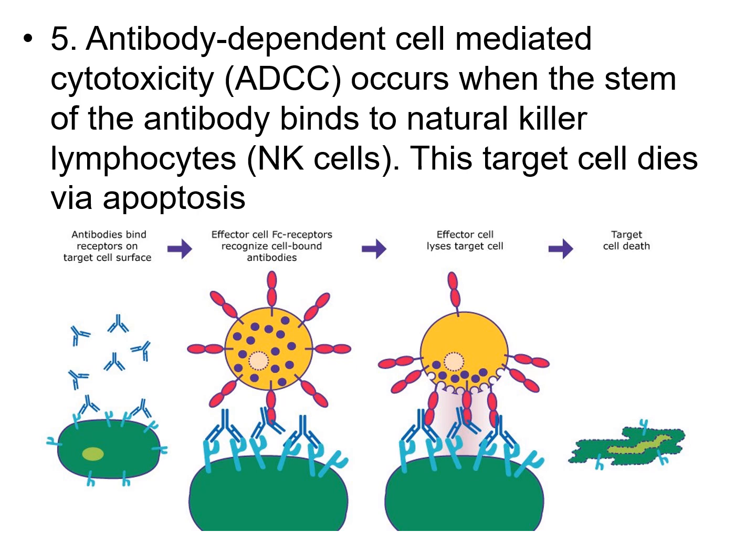The fifth and final thing antibodies will do is they will bind to the target and bind to a natural killer cell. So antibody-dependent cell-mediated cytotoxicity occurs when the stem of the antibody binds to the natural killer cell. So now the stem can bind to a natural killer cell, and some antibodies can bind to the stem of a neutrophil. But in this case, ADCC, this target cell is going to die via apoptosis.